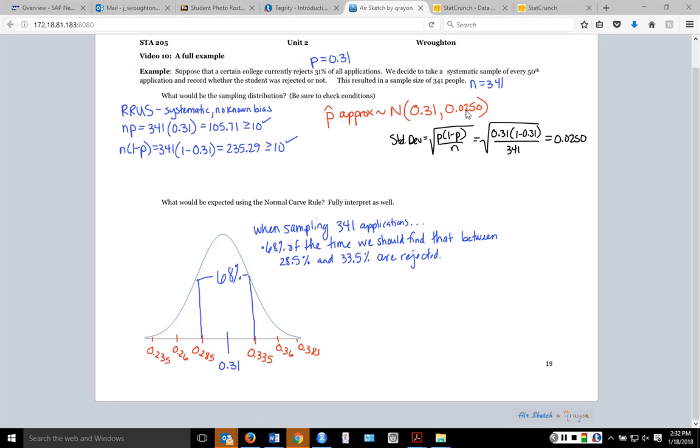Now if I go out that second standard deviation, we get our 95%. So in sampling 341 applications, 95% of the time, we should find that between 26% and 36% are rejected.